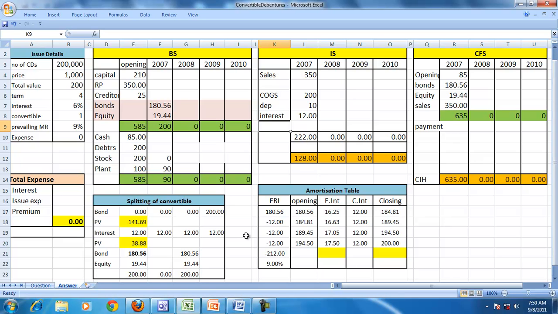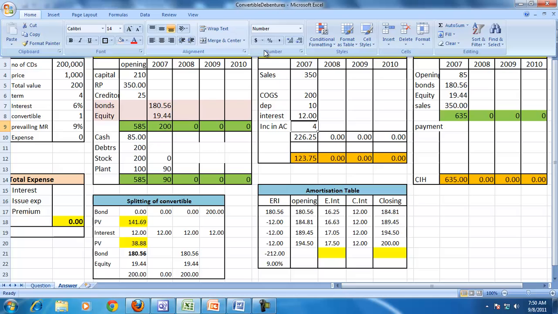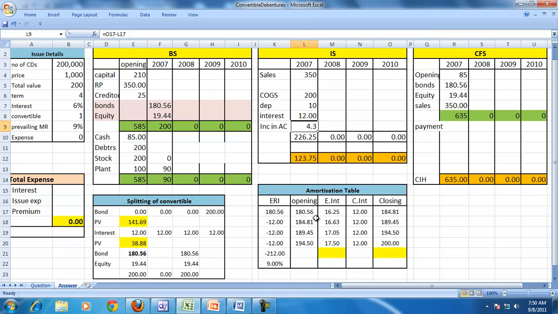but the change in the value of the bond, if you see that we issued the bonds at 180.56, by the end of the year, the increase in the bond, so I'll say increase in the amortized cost, is 184 minus 180. So the bond value went up, so it is a loss. It will be shown in the income statement. So the value of the bond by the end of the year will become 184.81. So all the other transactions taken care.